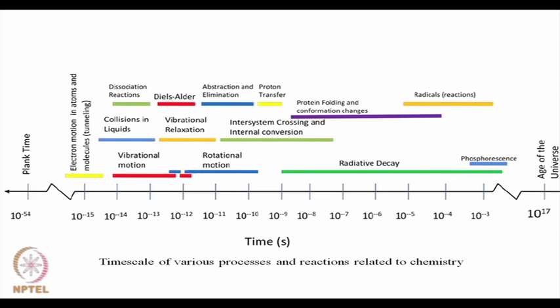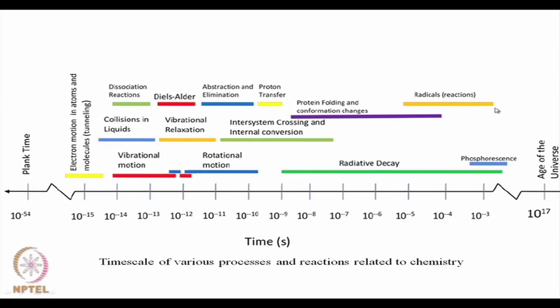Then come the radical reactions. Radical reactions occur in the time scale of 10 to the power minus 3 to 10 to the power minus 5 seconds. It is more than a microsecond. When I talked about radical pair recombination, that is spin chemistry, the time scale of observation of the process mostly comes in the range of microseconds, or sometimes it is a little faster, maybe several nanoseconds as well. So radical reactions span from minus 5 to minus 3.